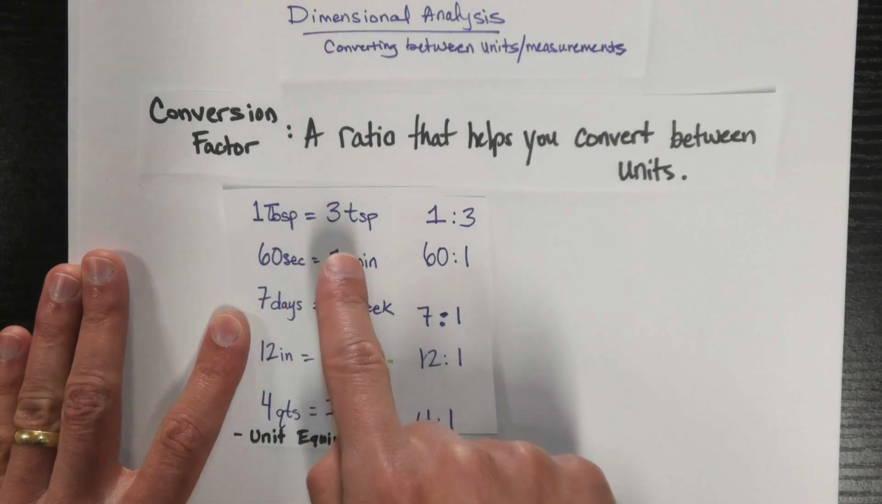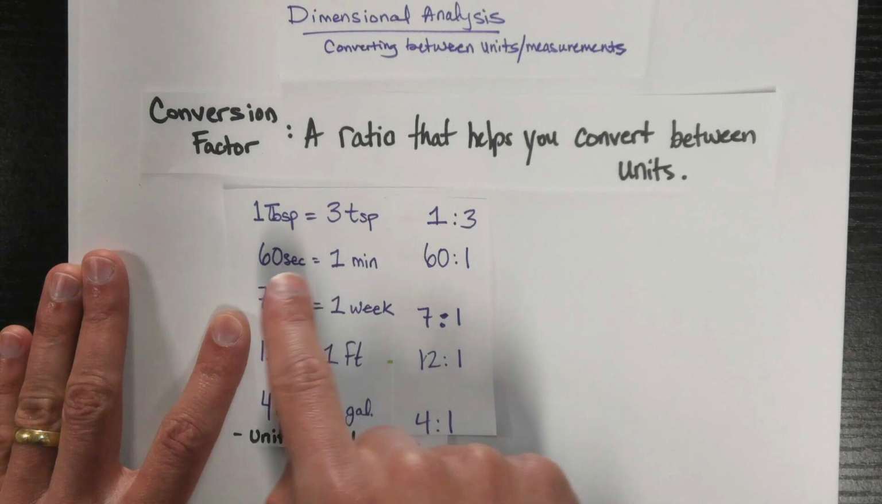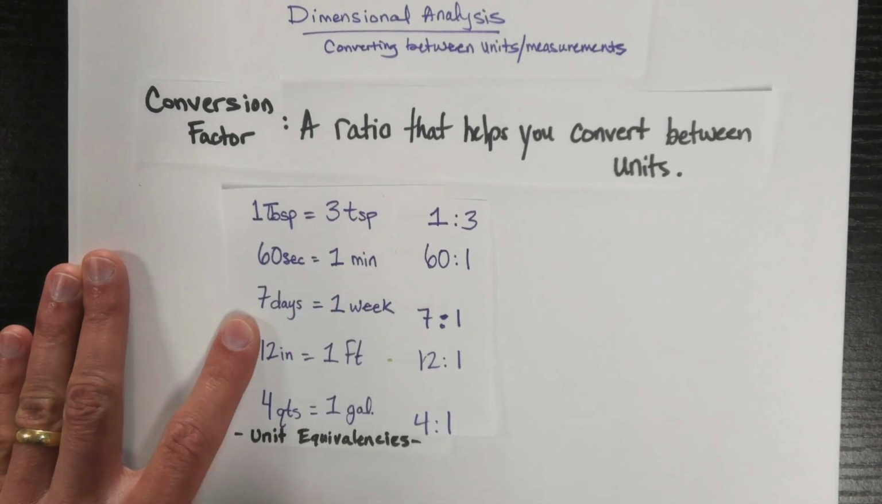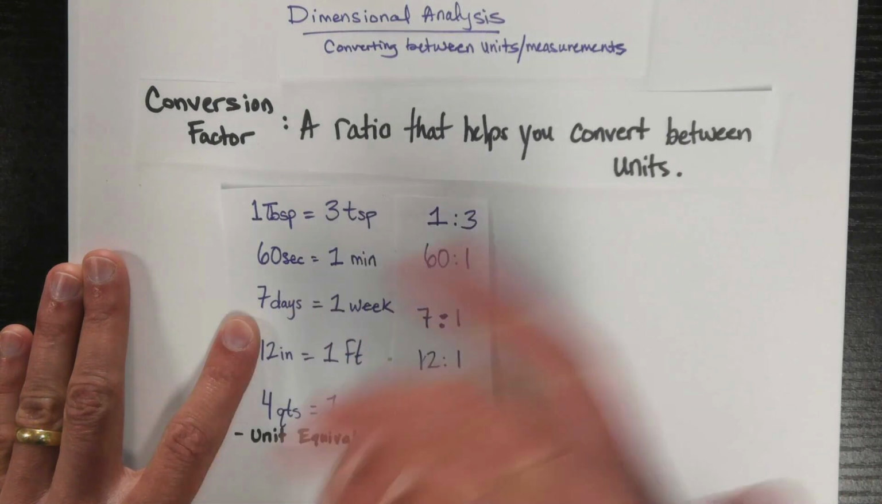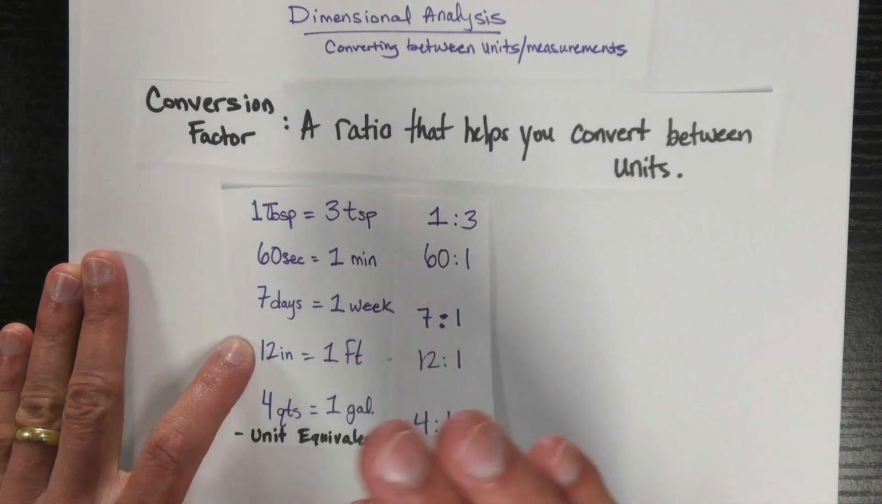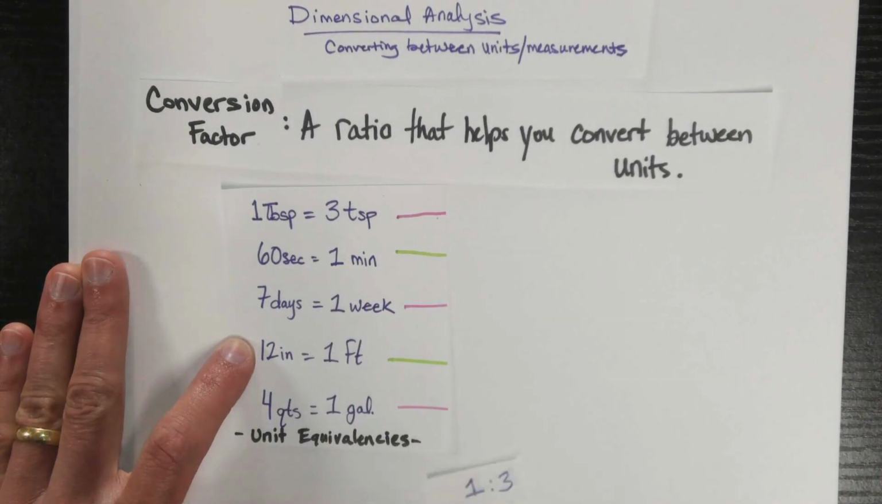60 seconds is a minute, 60 to 1. And that number 60 seconds is exactly a minute, by definition. 7 days is a week, and 12 inches is a foot, and 4 quarts is a gallon. Those aren't estimates, those are exact values. And here are their ratios.